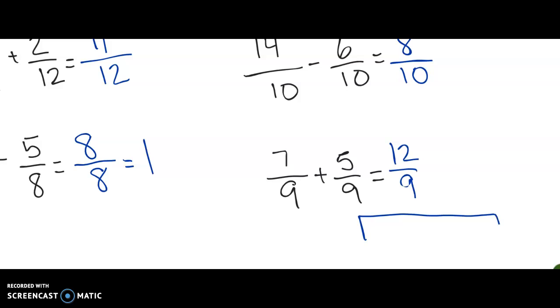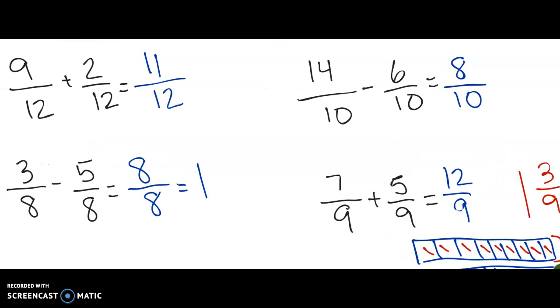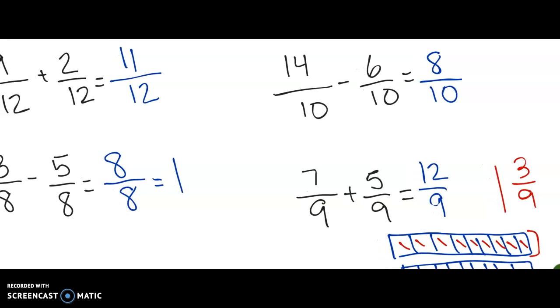So if we have 9 as our denominator, we're going to split this into 9 pieces. We always draw 2, don't forget. And now we can color them in. 1, 2, 3, 4, 5, 6, 7, 8, 9, 10, 11, 12. Here we have 1 whole and we have 3 ninths. So I hope you solved these correctly. If you did not, we definitely can go over them.